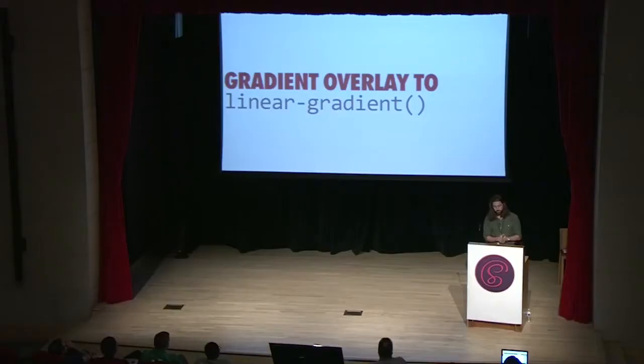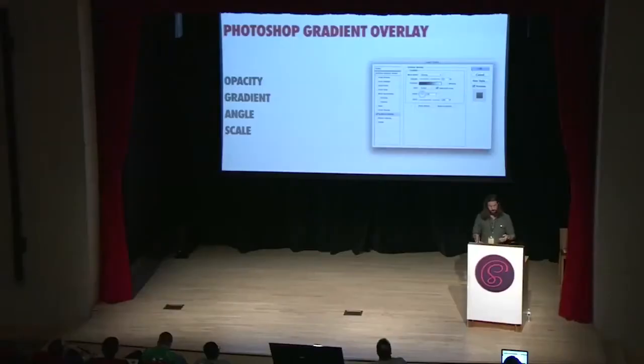Our button is almost there, but we still have our gradients that we have to deal with. So we're going to talk about how to convert our gradient overlay into a CSS linear gradient. Again, we've all worked with gradients before. What it takes is an angle or a keyword, and then a series of color stops, which is a color and then a percentage or a pixel value of how far down the color stop is. What Photoshop asks for is pretty similar, but we have an opacity, gradient, angle, and scale.